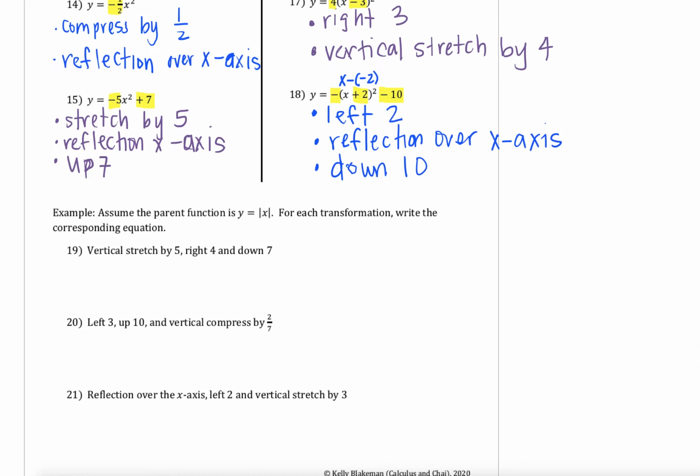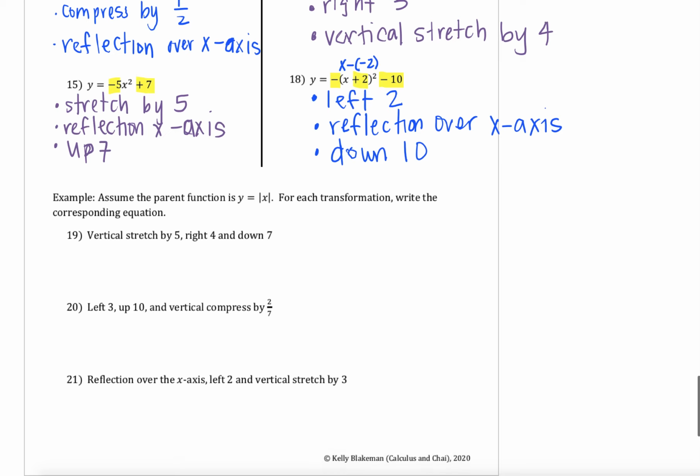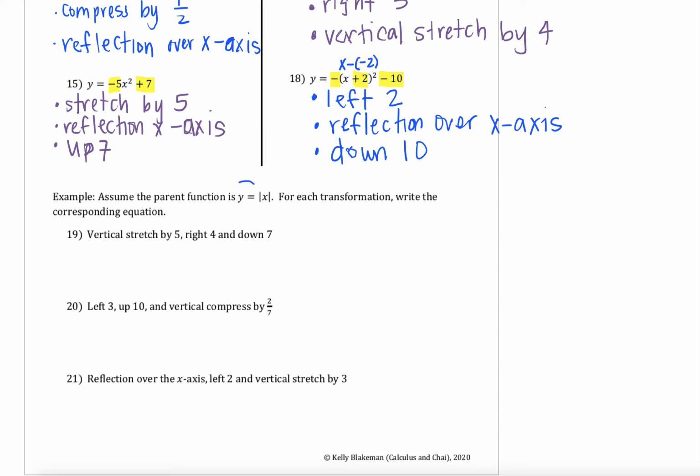So this time we're going to be given the transformations and we want to come up with the corresponding equation to that. And we're going to make this a little bit different this time again. So instead of our parent function being x squared or x cubed, we're going to look at what happens if our parent function is y equals the absolute value of x. And this is actually leading us into what our next section will be, where we'll look at our parent function that is always going to be the absolute value of x. So we're going to get some practice for that right now as well.